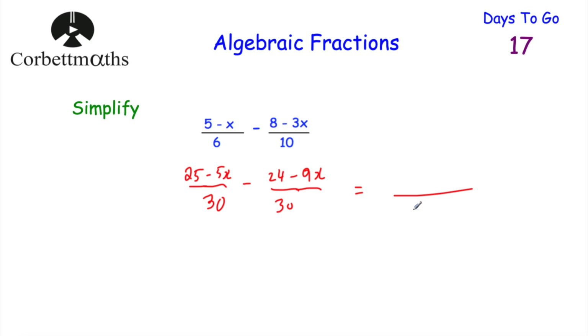So let's do that. Our denominator is going to be 30 because we're taking away two fractions with the same denominator. 25 take away 24 would be 1. And then we've got minus 5x take away minus 9x. We're subtracting minus 9x, which means we're adding 9x on. And if we've got minus 5x and we add 9x, that'll be 4x, so plus 4x. Actually we can turn that around and write 4x plus 1 over 30. And that's it. And if you got that, well done.